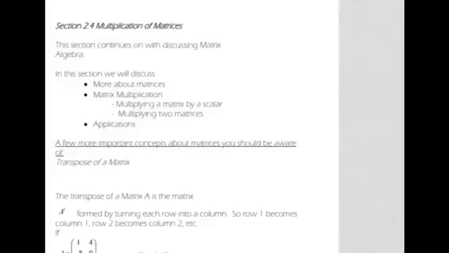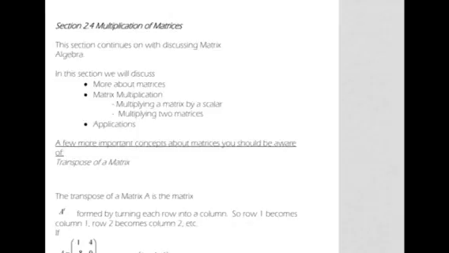Okay, here goes another one. Section 2.4, multiplication of matrices. This section's a little bit more challenging than the previous one, and I will skip some of the notes because I go into too much detail and I don't really think it helps. So I'll let you know when we're skipping things.